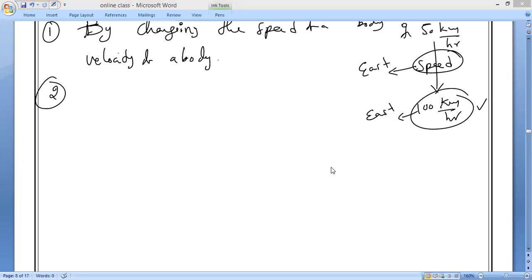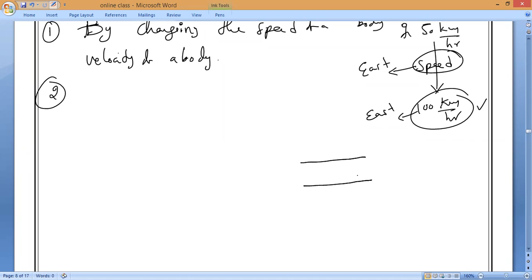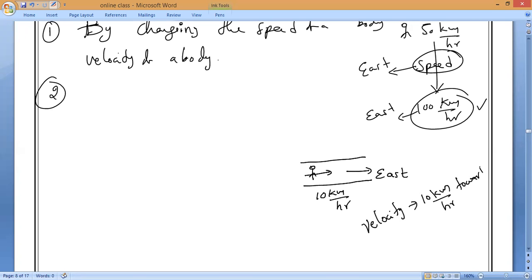Now, next you can see the second method. For example, this is a straight road. Imagine Harish is traveling here at 10 km per hour. This direction we call the east direction. What is the velocity of this boy now? 10 km per hour towards the east.